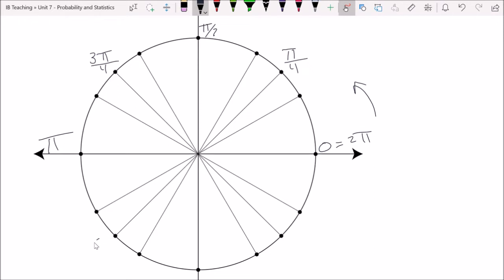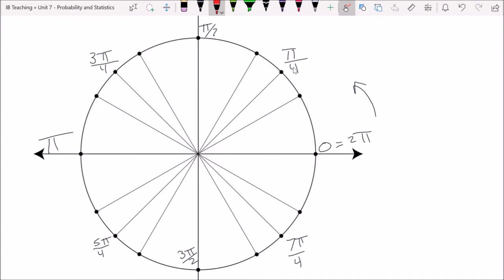4 pi over 4, 5 pi over 4, 6 pi over 4, 7 pi over 4, and 6 pi over 4 I skipped because that's 3 pi over 2. Okay, so we got all those ones. Those all have certain things in common.